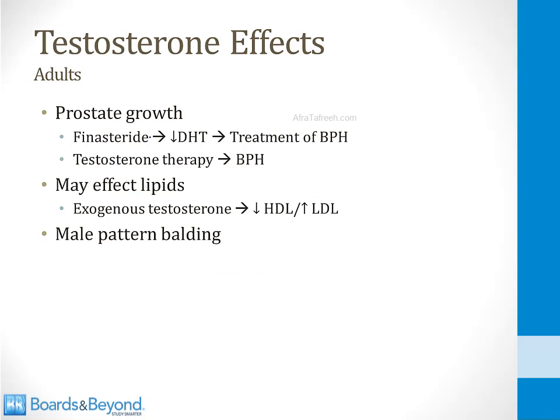So what are some of the effects of testosterone in adults? Well, first of all, testosterone and androgens in general can drive prostate growth. And we mentioned earlier how the drug finasteride decreases the production of DHT from testosterone, and that's used as a treatment of BPH, or benign prostatic hyperplasia, and I talk about this in the reproductive video on the prostate gland. In addition, men who take testosterone therapy for any reason often develop BPH as a consequence of therapy.